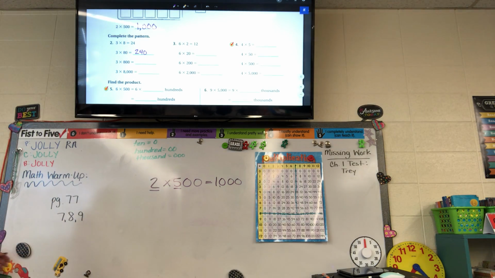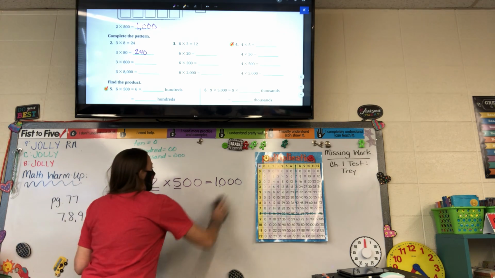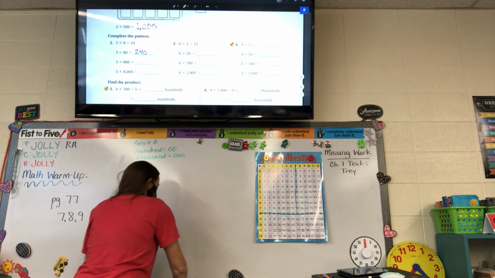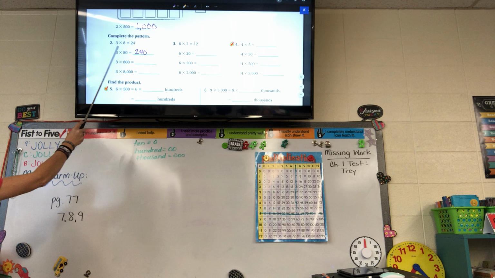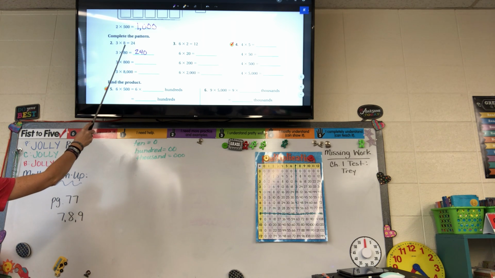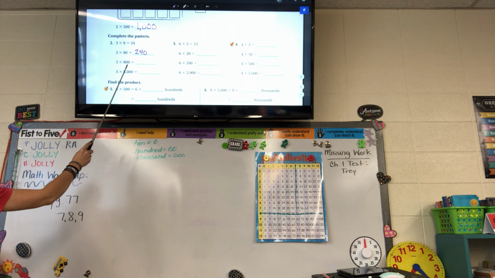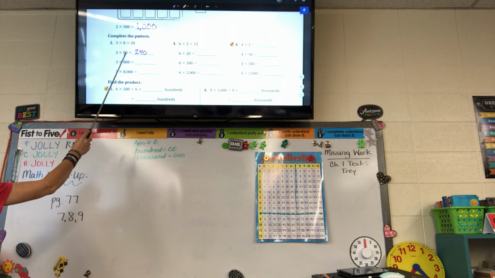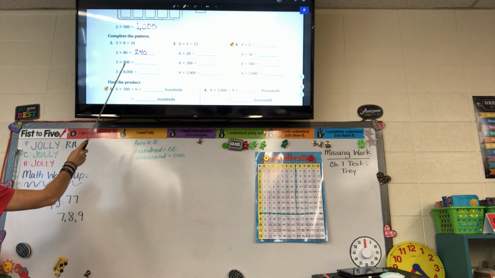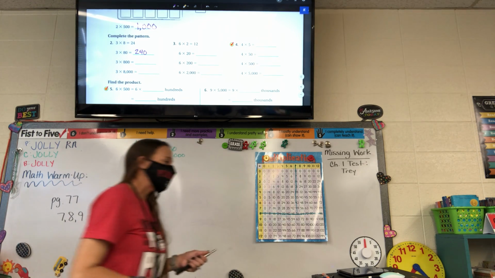Okay, here we go. So, if this is a pattern, Owen, how many zeros are in this first number? 0. How many's in this one? 1. How many's in this one? 2. How many's in this one? 3. Guess how many zeros are in our answer on the 1 one? 1. On the 2 one? 2. On the 3 one? 3. Okay, so the zeros, we're going to just bring those over.